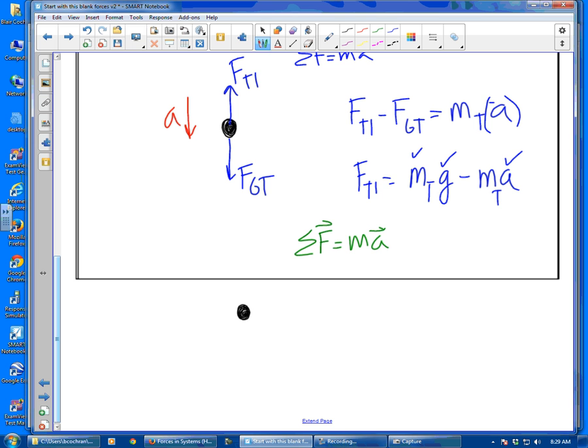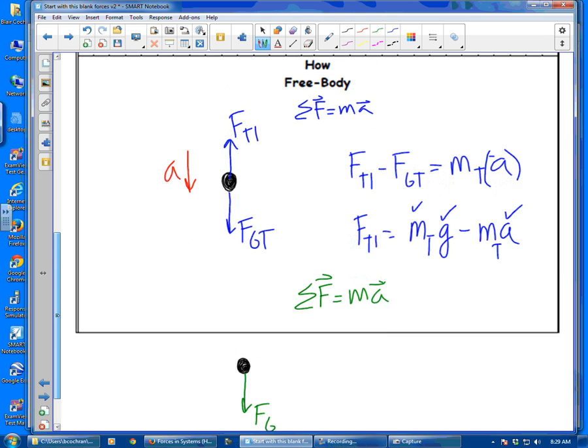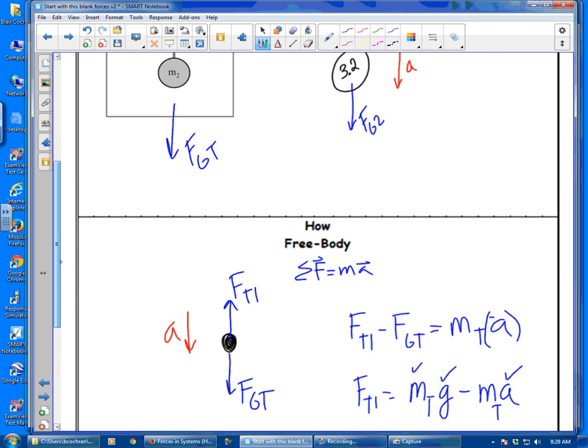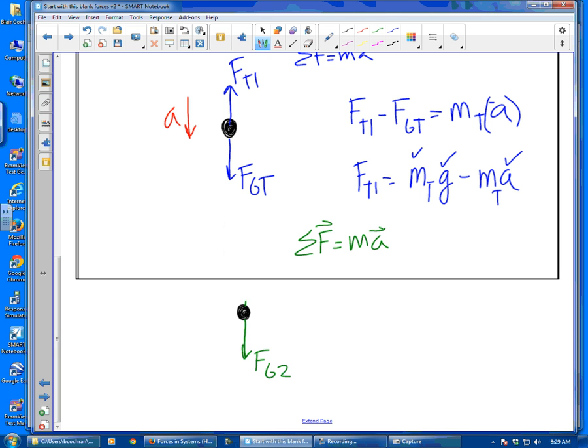I'm going to do it for the bottom rock. So I'd have FG, what, bottom rock 1 or 2? 2. So I'm going to do it for the bottom rock here. FG2, FT2, accelerating downwards. Hopefully you see that free body, that filling in of the equation, very identical to filling in the equation up there. So hopefully at this point you can translate that mathematics over, right, from pictorial to mathematics.